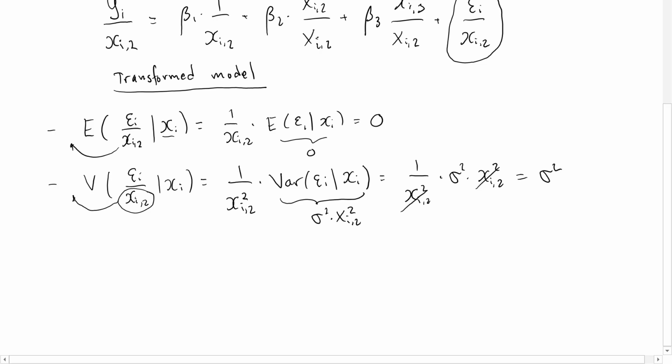So why is that important? What's the point? Well, the answer is as follows. The error terms in the transformed model are actually homoscedastic.